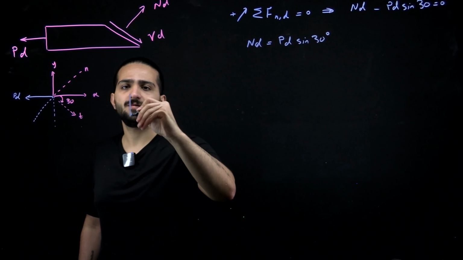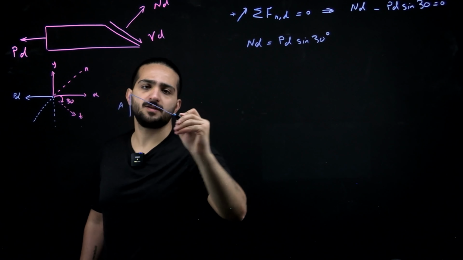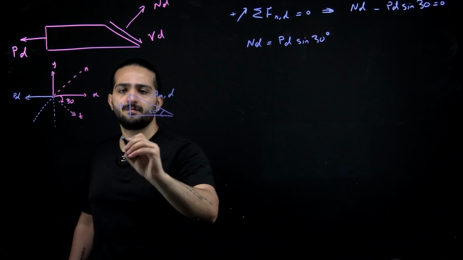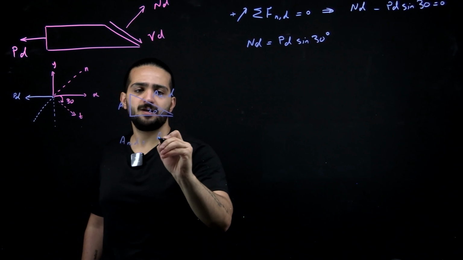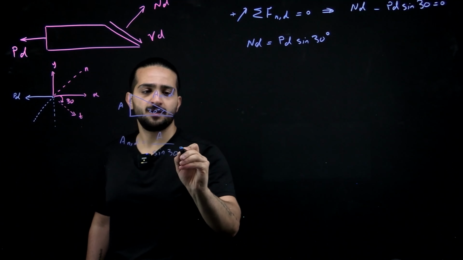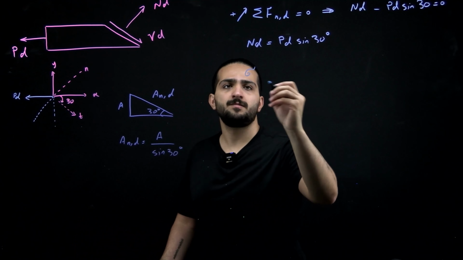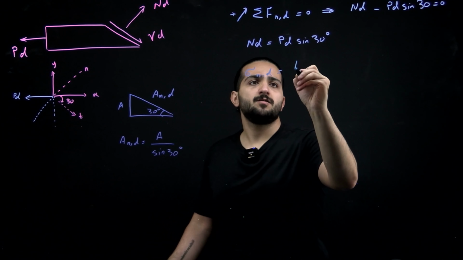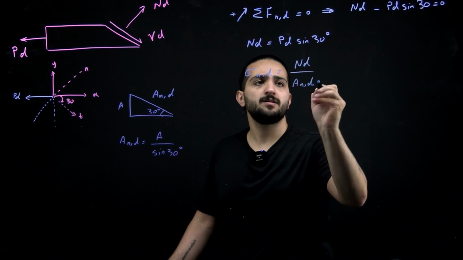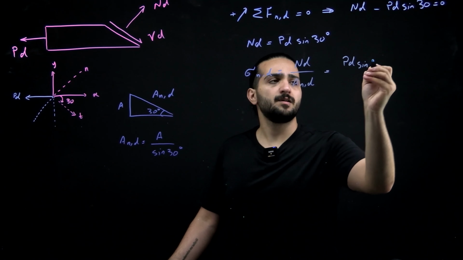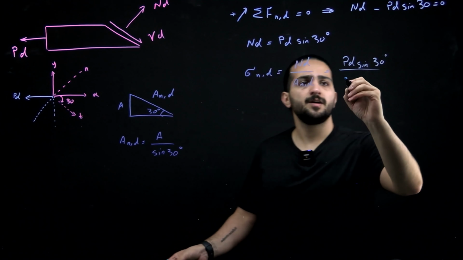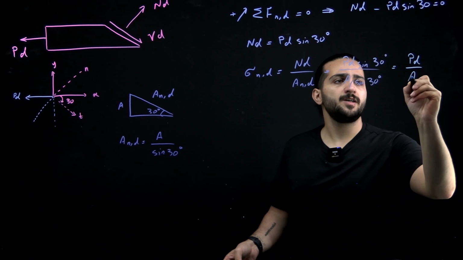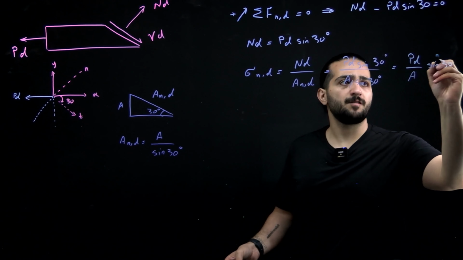And we know if this is ND, this is 30 degrees, A and D is A over sine of 30 degrees. So sigma ND will be equal to ND over AND, or PD sine of 30 degrees divided by A over sine of 30 degrees, or PD over A sine of 30 to the power of 2.